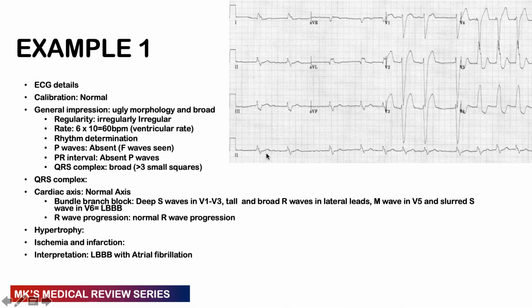Then look at the cardiac axis. In lead 1, it's facing upwards. In lead 3, it's facing upwards. Lead AVF is facing upwards. Lead 2, it's facing upwards. So this is most likely a normal cardiac axis.